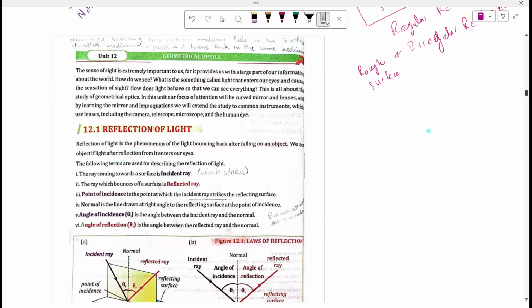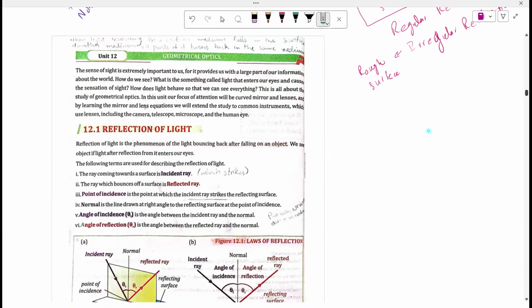The following terms are used in describing the reflection of light. The ray coming towards the surface is the incident ray. The ray bouncing off the surface is the reflected ray. The point of incidence is the point at which the incident ray strikes the surface, and the normal is drawn there, as I explained. This is the incident ray, this is the point where we draw the normal, this is the normal, and this is the reflected ray.